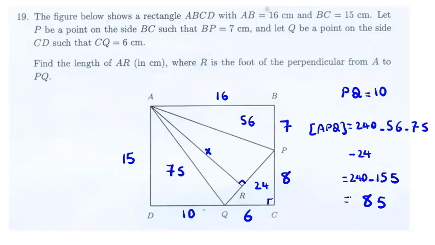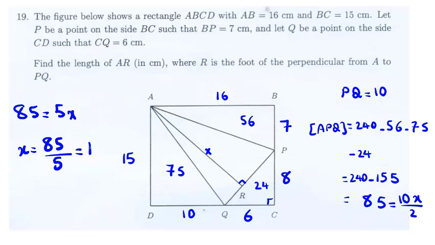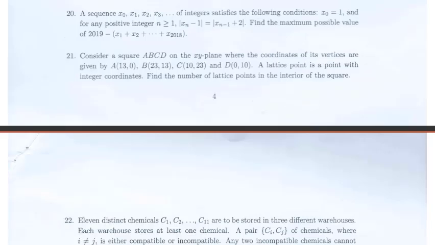13 minus 5 is 8. 1 minus 1 is 0. So here the answer of this area is 85. 85 is 10 times x over 2. So 85 will be 10 over 2, 5x. So x is 85 over 5, which equals 17. So the answer is 17.